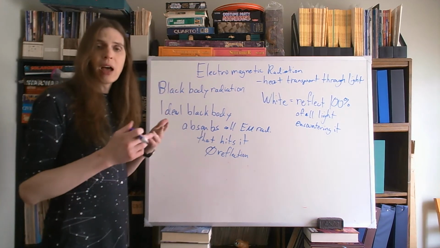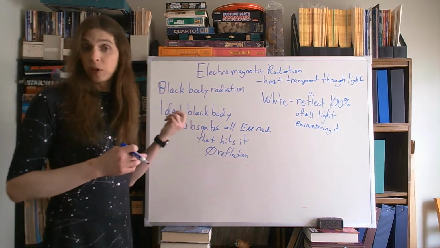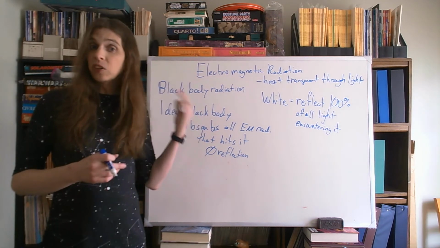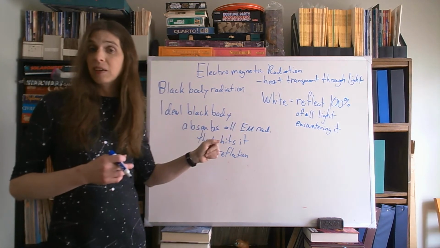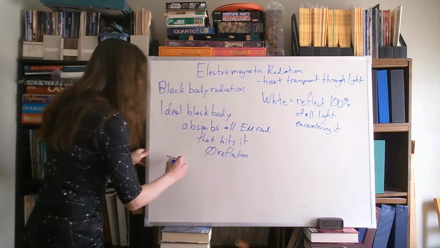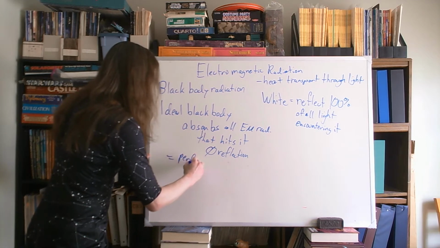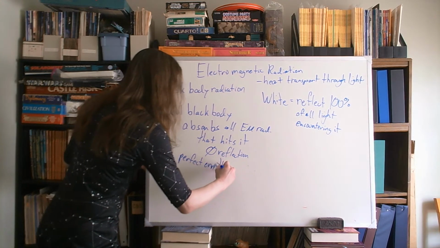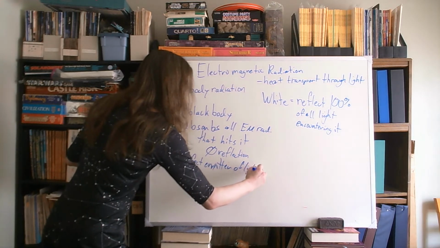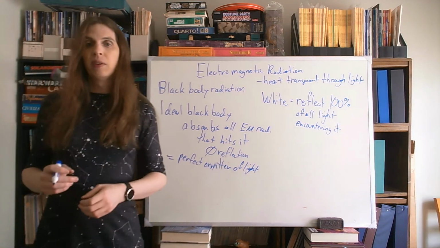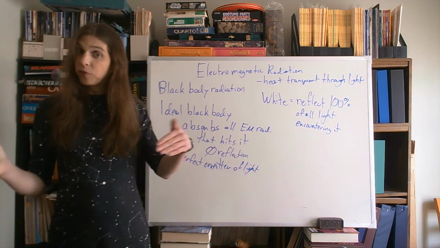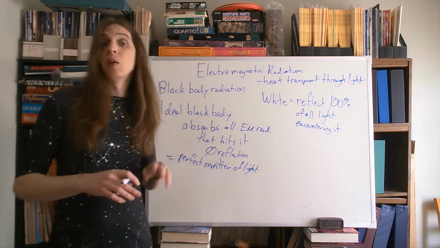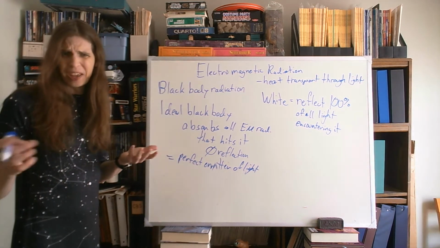So how's this work? An ideal black body is a perfect absorber of light, but it also means that all the light that you get to see from it is light that's coming right from it and not reflected. So it also means that it's a perfect emitter of light, because all the stuff you see coming off of it is its own light, not reflected light. Okay, so what does that look like?